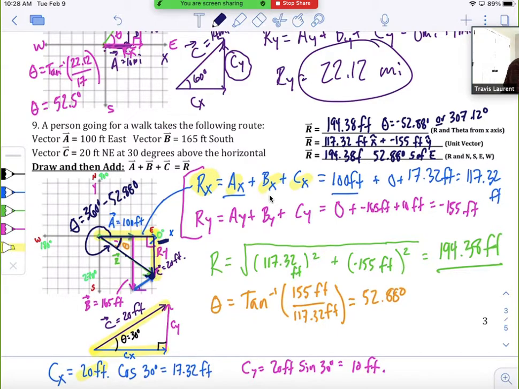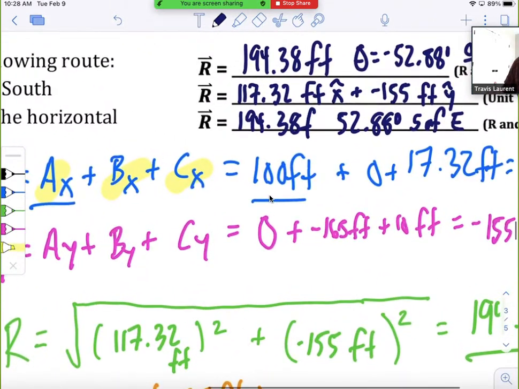Cool? Somebody else might have said, oh, that wasn't my angle. I didn't draw it like that. They might have been thinking about it in terms of this angle. So you might have had 90 minus 52.88. You might have had 37.12 for your angle, which this angle would have been 37.12 if you use that one. But if you do use that angle, and let's make a note of it, somebody in your group might have written it as 37.12 degrees. You would have had to switch your bearing to east of south.